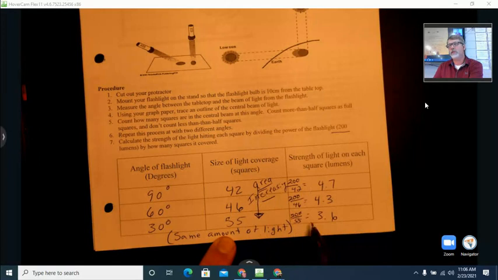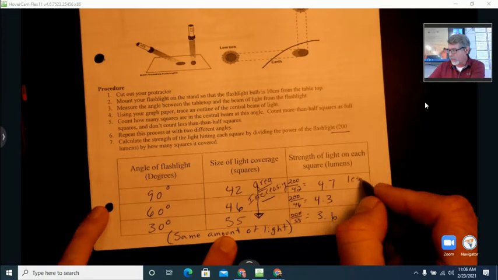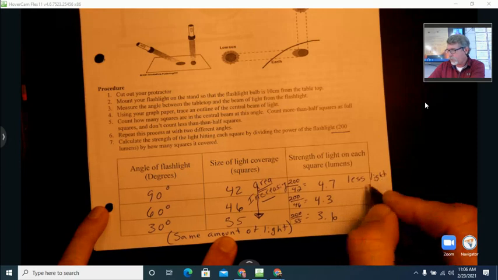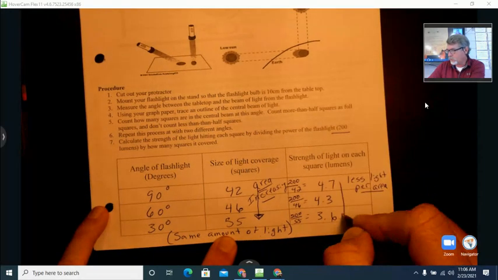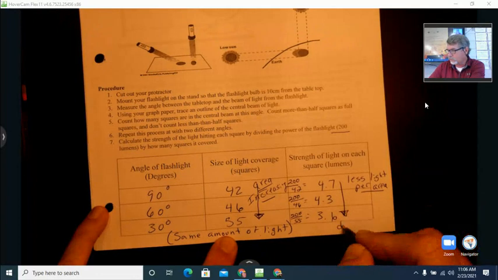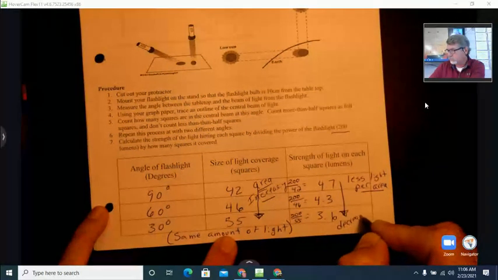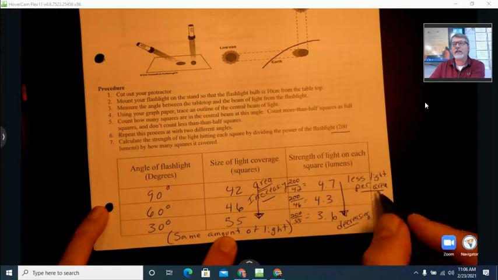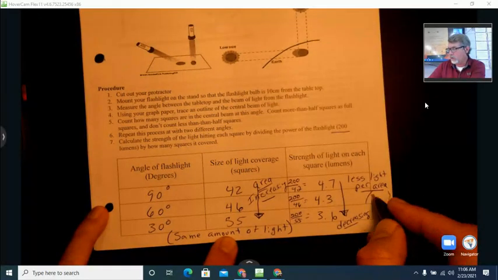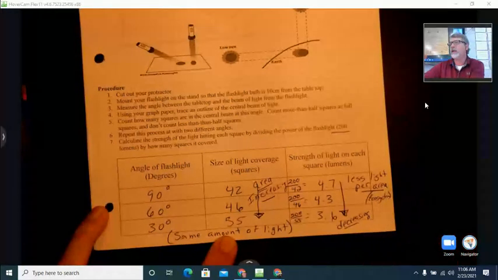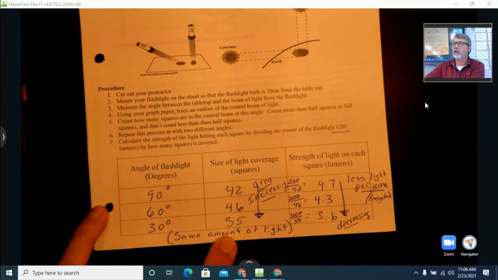So what are these numbers telling us? These numbers are telling us that you have less light per area. So these numbers are going down. They're decreasing, which means you got less light per area. And what we're talking about in area is less light in an ecosystem.